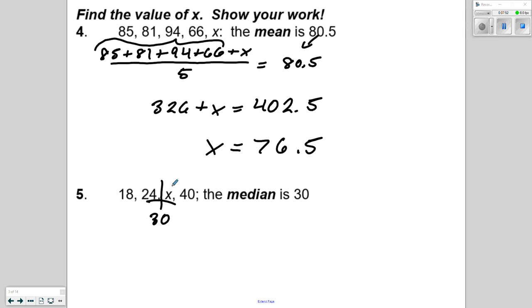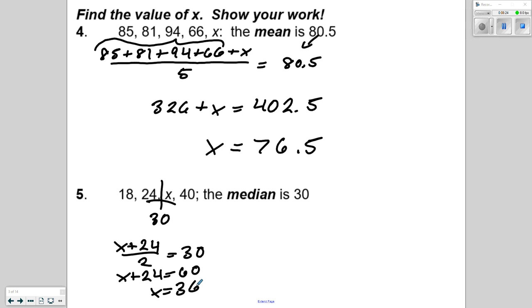We can do this the more mathy way, or we can do it the more common sense way. The mathy way is, to get the median, we would take the average of these 2 values. So that's x plus 24 divided by 2. That gives us that 30, which is the median. Now we can work backwards and solve, so multiply by 2. Subtract 24, and we get 36.